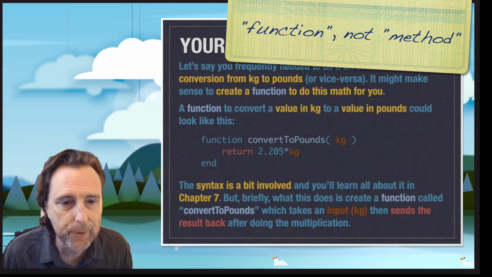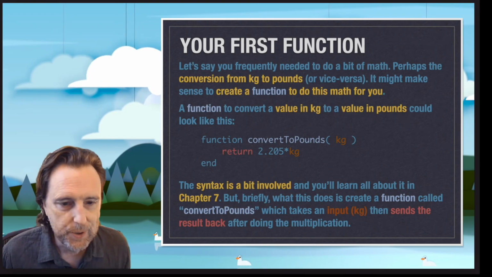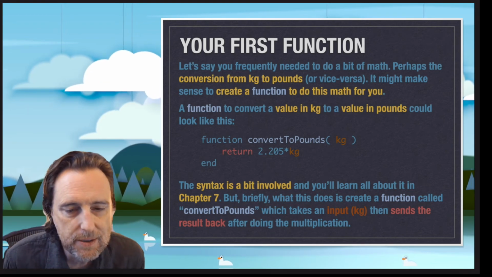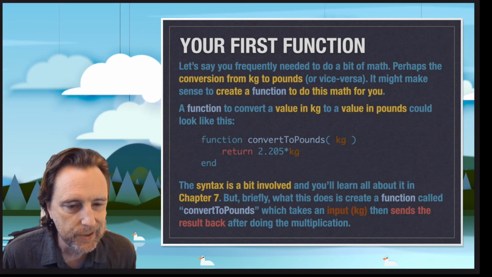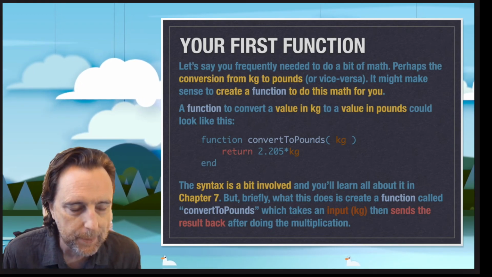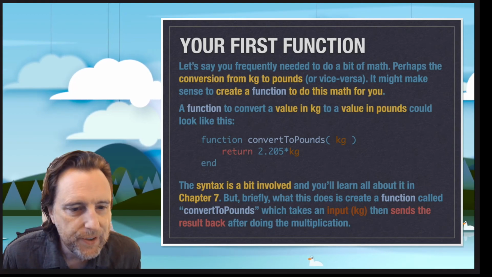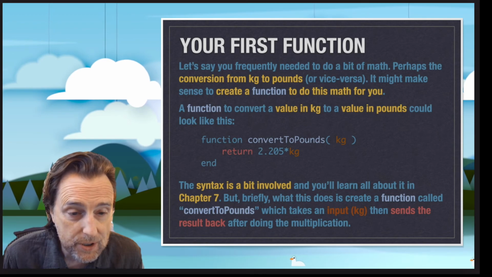So this example on the slide is convertToPounds. It does the conversion. If you send it an amount in kilograms, it returns an amount in pounds by multiplying it by 2.205. This is a complete function in Lua.